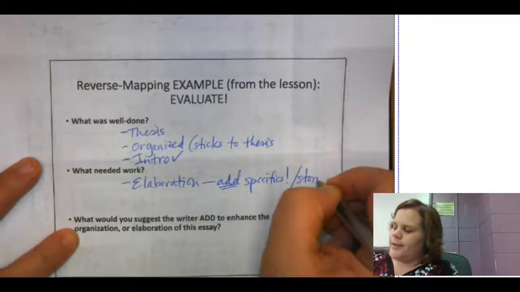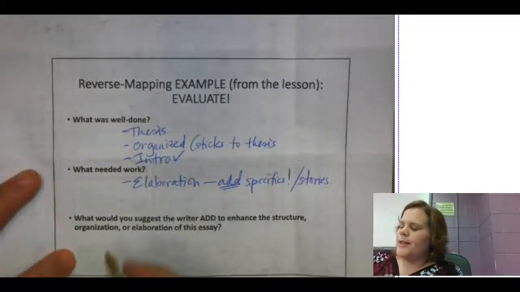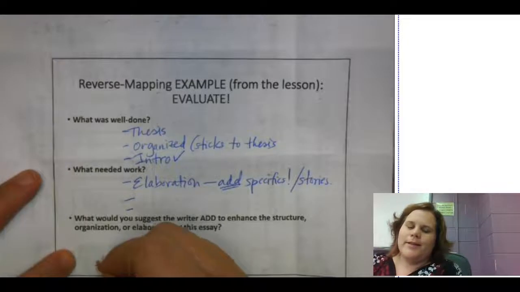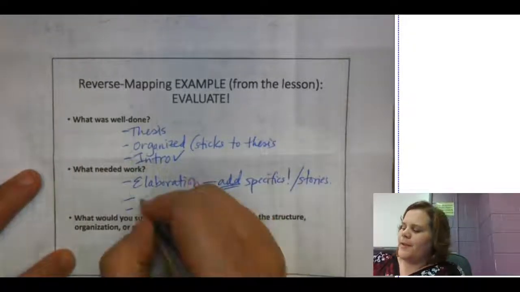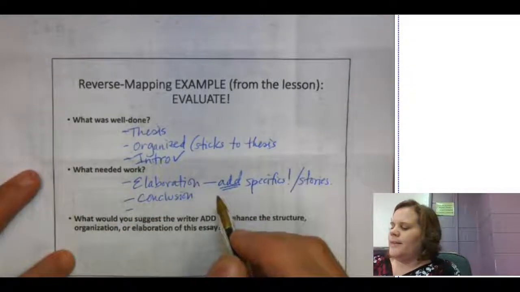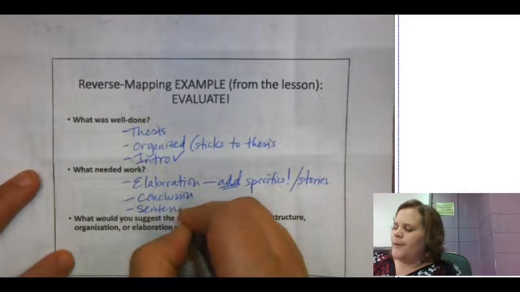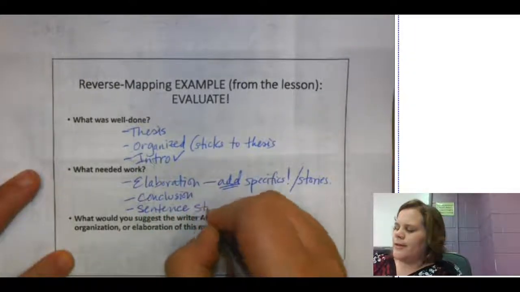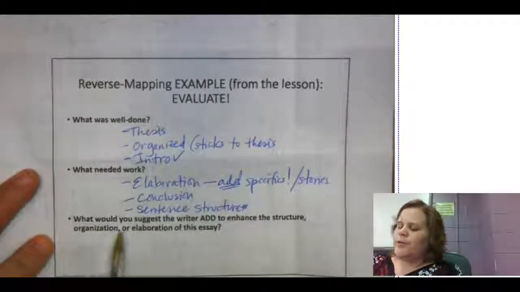Some sort of stories. There's some really good word choice in this thing, which is not really what we're talking about today, but the word choice is enhanced by the more details and specific stories you have. The conclusion needs work because of unity. And I'm going to say sentence structure, because one thing we check for is to make sure your sentences actually say what they mean.